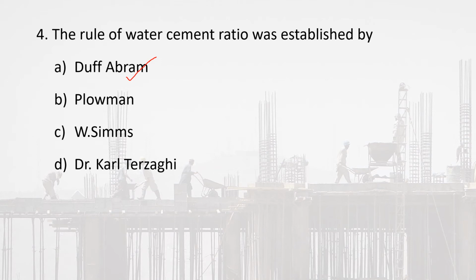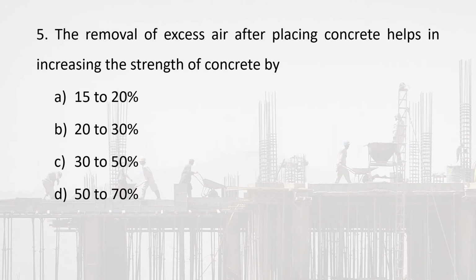Okay. Next question. The removal of excess air after placing concrete helps in increasing the strength of concrete by option A 15 to 20%, option B 20 to 30%, option C 30 to 50%, and option D 50 to 70%. Correct answer is option A 15 to 20%. So, this type of concrete is known as vacuum concrete.